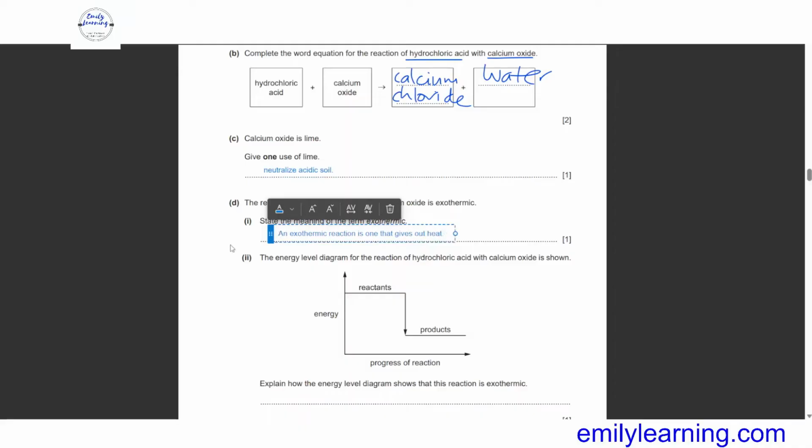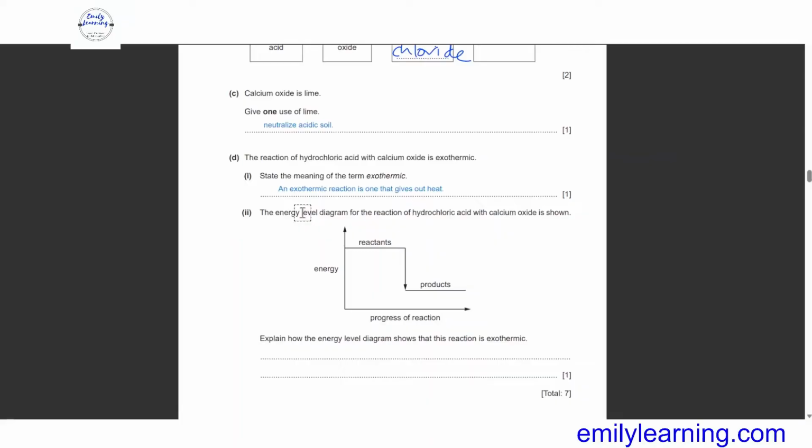Or releases heat, okay? So next, the energy level diagram for the reaction of hydrochloric acid with calcium oxide is shown. Explain why the energy diagram shows that the reaction is exothermic. So why is it exothermic? Because the reactants are at a higher energy level than the products. Okay, so therefore you release energy when the reaction takes place. So the answer is the reactants are at a higher energy level than the products. All right.